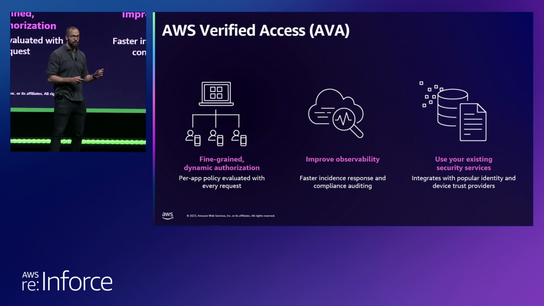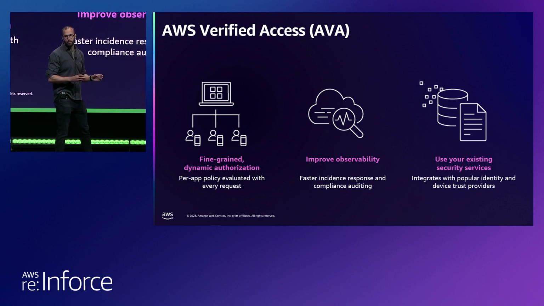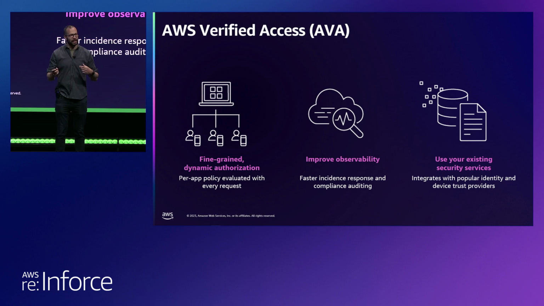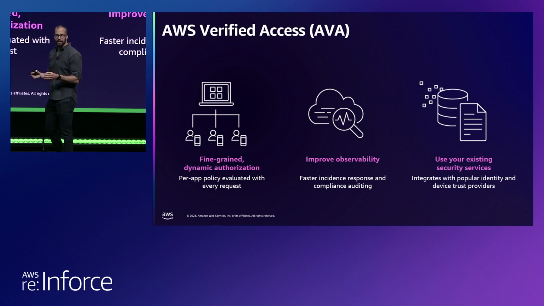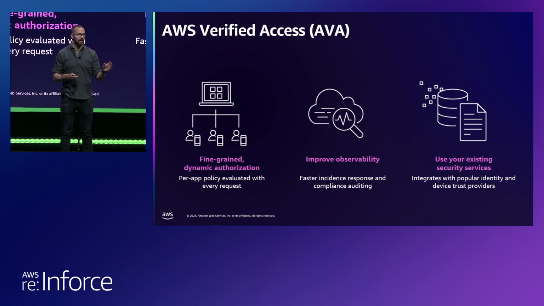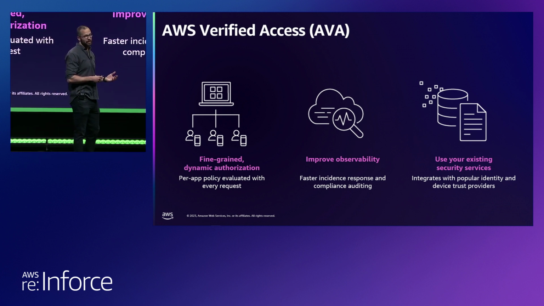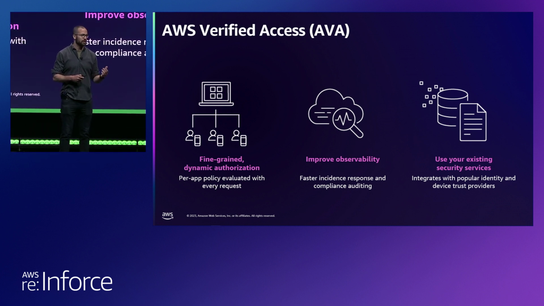It also improves observability. From the logging point of view, you'll be able to see exactly who's being authenticated or not authenticated and why. And then finally, you can use your existing security services like your identity providers, or in this case, even device management providers. So if you're using Jamf or CrowdStrike, you can validate the posture of your user's device before you allow that user to connect to your application.